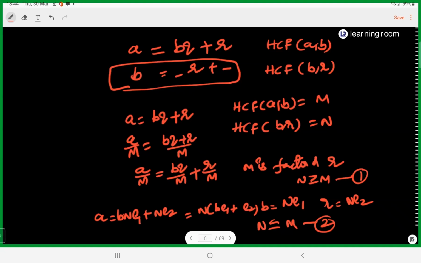It's a common factor, but these m and n are already HCFs. So it must follow that n must be greater than or equal to m, and m must be greater than or equal to n. So from 1 and 2 we can imply that m is equal to n. Clear, Anirudh?